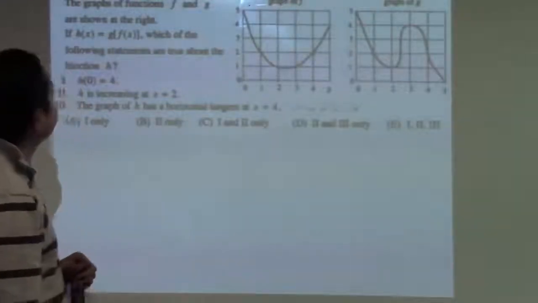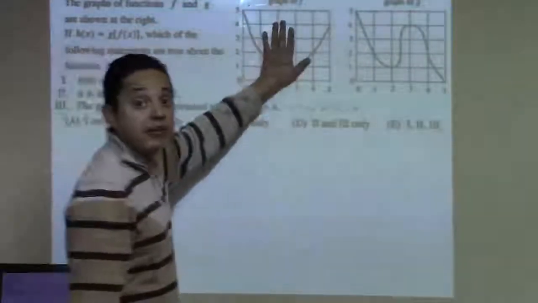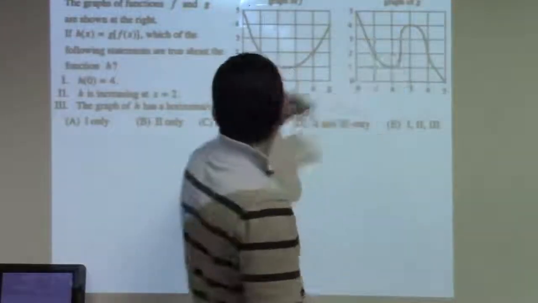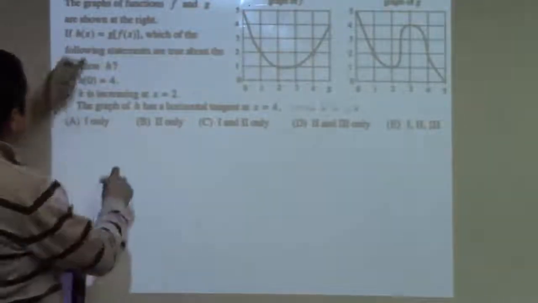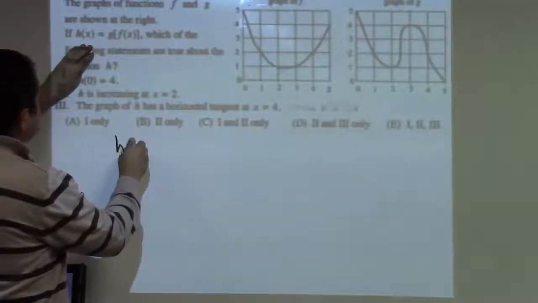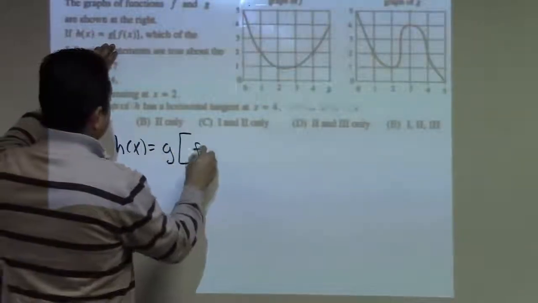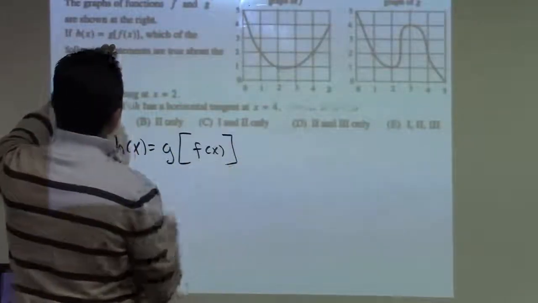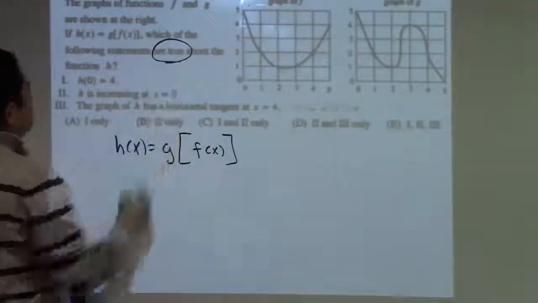The graphs of the functions f and g are shown at the right. So here's the graph f, and here's the graph g. h is defined as g of f of x. Which of the following statements are true?